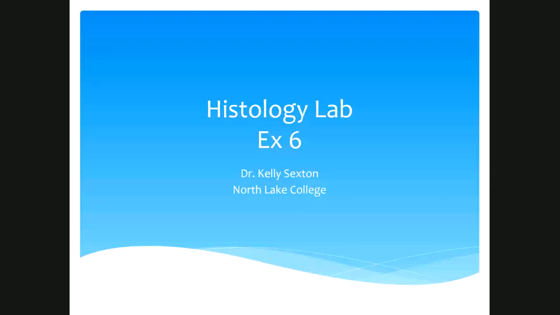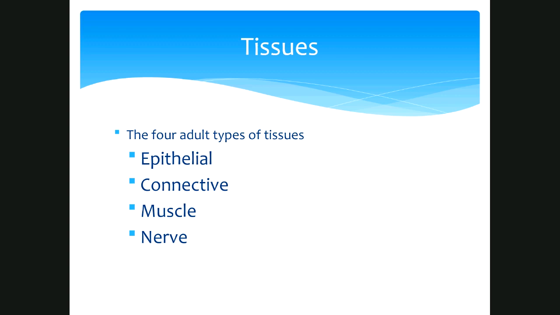So this is the lab version for histology. And so what we're going to do is we're going to look at tissues. We spent quite a bit of time talking about tissues in lecture, so this is kind of just a review. But let's look at tissues. Remember, there are four different types of tissues in the adult. So we have epithelial tissues, we have connective tissues, we have muscle, and we have nervous tissue.